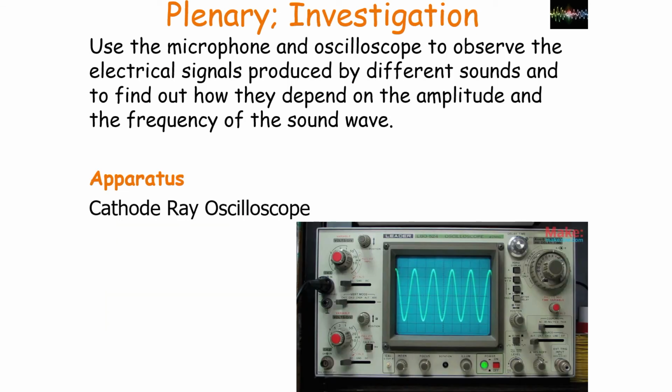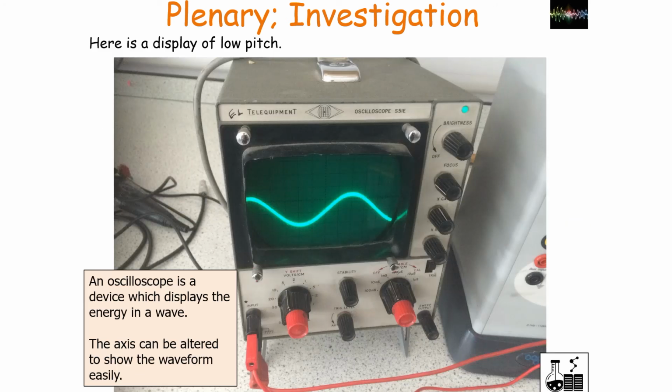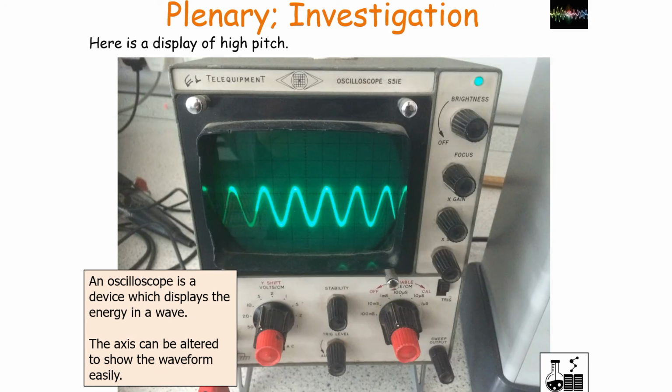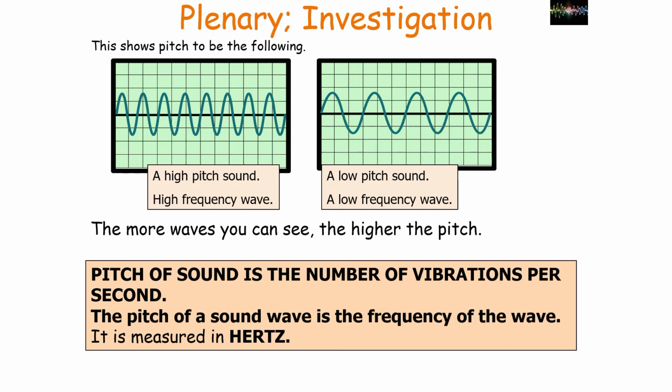So you can use a microphone and an oscilloscope to observe the electrical signals produced by different sounds and find out how they depend on the amplitude and frequency of the sound wave. An oscilloscope, like we said before, is a device which displays the energy in a wave, and the axis can be altered to show this waveform easily, as shown here. It's important to note that the more waves you can see, the higher the pitch. The pitch of a sound is the number of vibrations per second produced by the sound wave. So the pitch of any sound wave is just the frequency of the sound wave, and as a result it's measured in hertz.